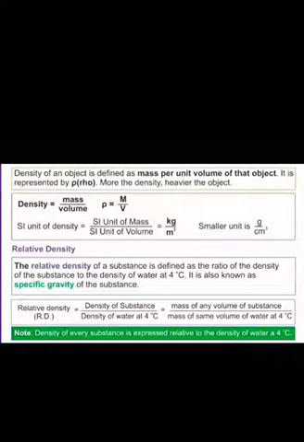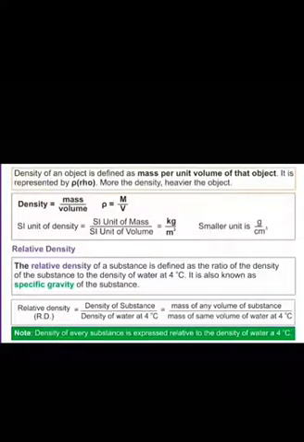Sometimes density is denoted by the letter rho. It's a Greek letter rho. So density's formula is mass per unit volume. What is the SI unit of mass? It is kg, and the SI unit of volume is meter cube. Hence the SI unit of density is kg per meter cube.